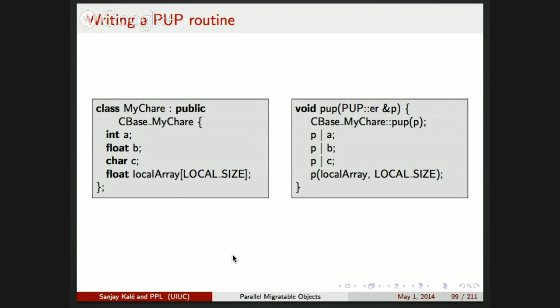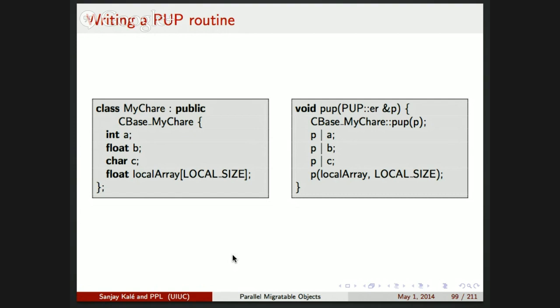Is there a way just to say, hey, treat this as a bag of bytes, I've got a homogeneous processor, just ship it, I don't care, you're not going to screw it up? Yes, there is a declaration, PUPbytes. That just says, treat this object as a bag of bytes and serialize it, sizing from beginning to end, and it's fine. Well, that doesn't work for chares specifically, because you have to deal with the base class object, unfortunately.